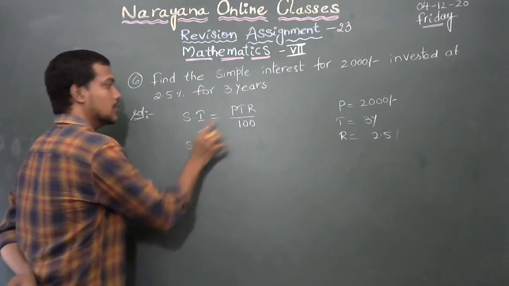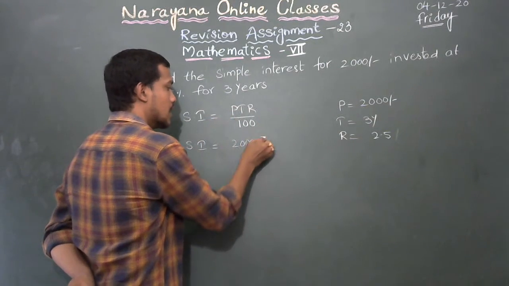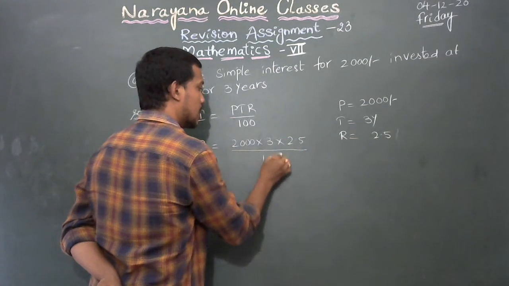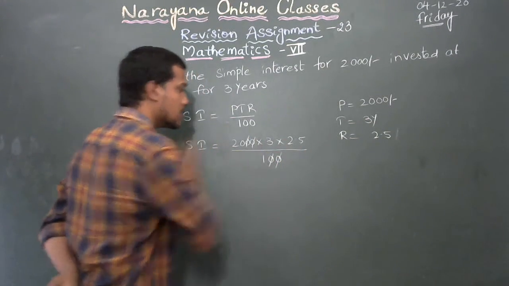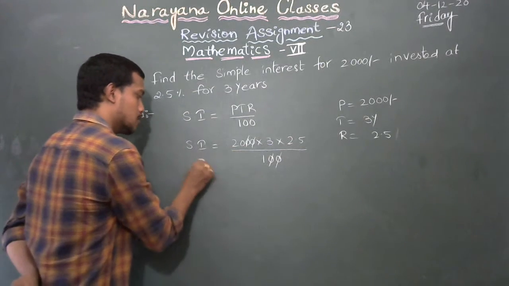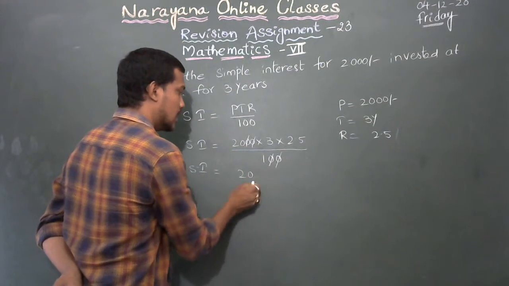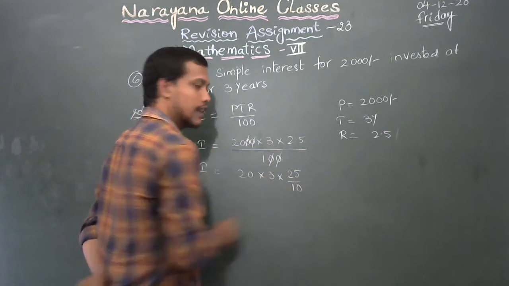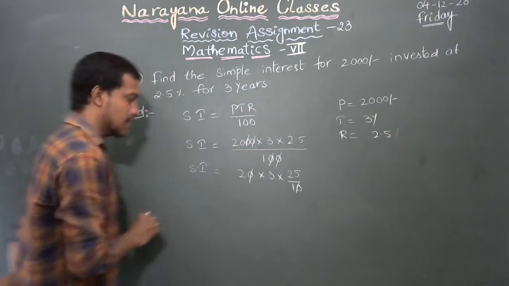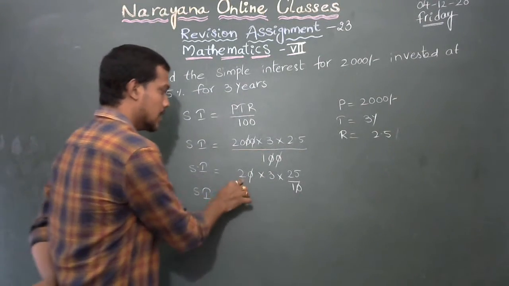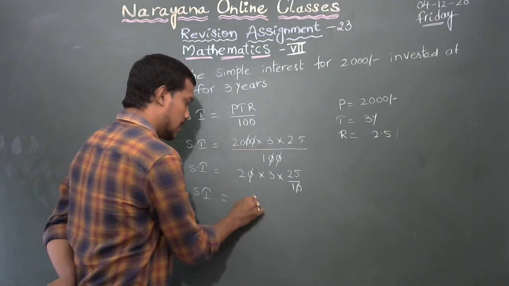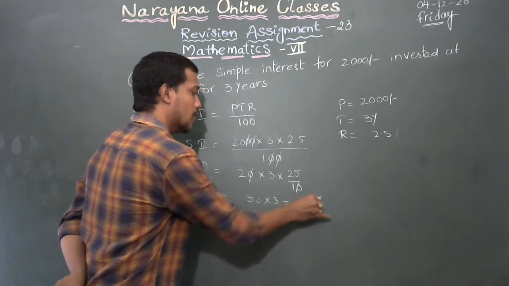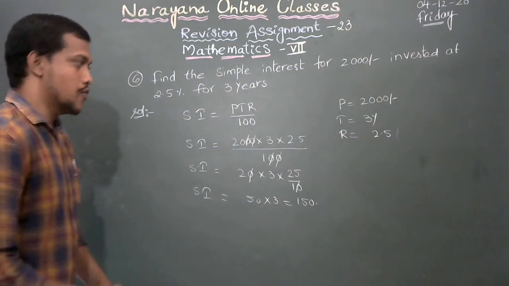So simple interest equals P value 2000 into time 3 into 2.5 by 100. So these zeros cancel. So SI equals 20 into 3 into 2.5, which can be written as 25 by 10. So here 0, 0 cancel. So SI equals 2 into 25, 50. 50 into 3 equals 150. So the simple interest is 150.